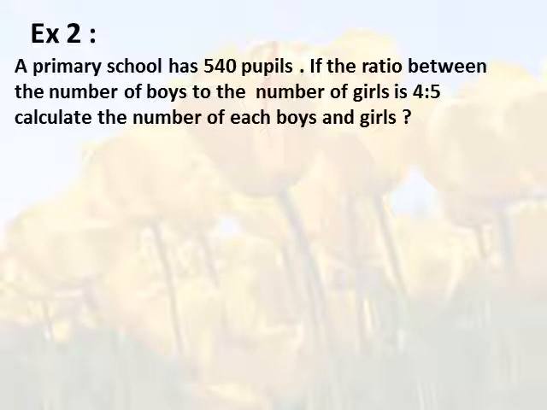Okay? With me, solution. Firstly, the names: boys to girls to the total. There is a third term called the total. The total is 540 pupils. We will put under them the ratio. The ratio between boys to girls equals 4 to 5.